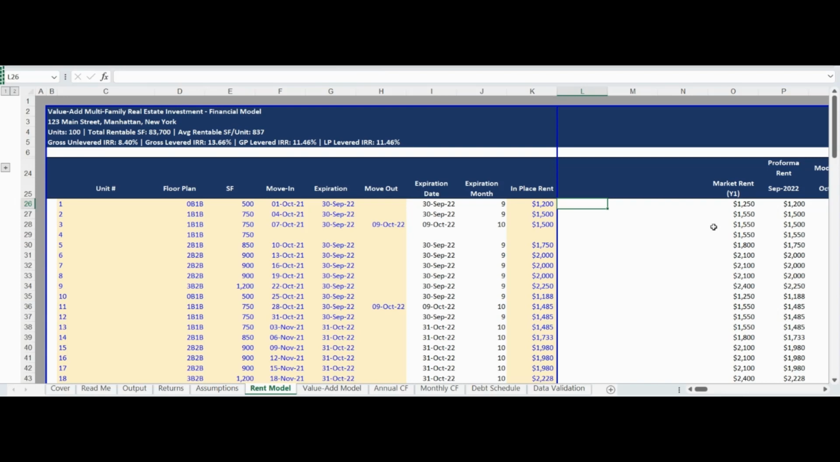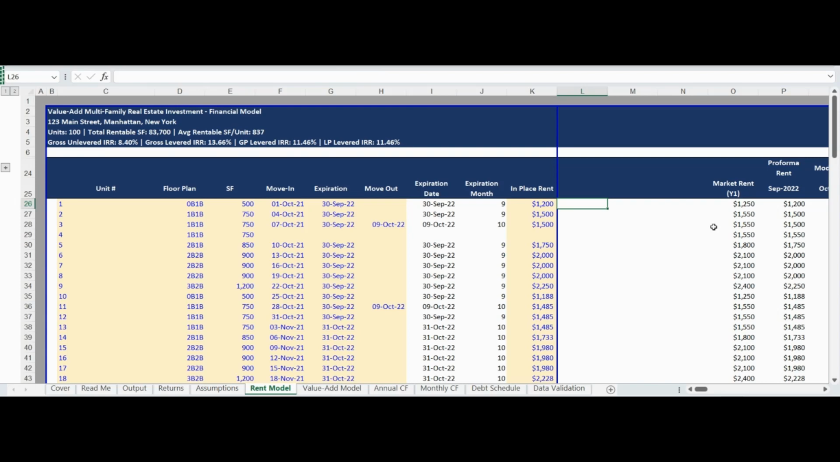Please note that if a unit is currently vacant, leave the move-in, expiration, and move-out date as well as the in-place rent input as empty. The rental revenue forecast module will forecast these units at market rent as of day 1, with turnover occurring on the month following the anniversary of the closing date on an annual recurring basis.